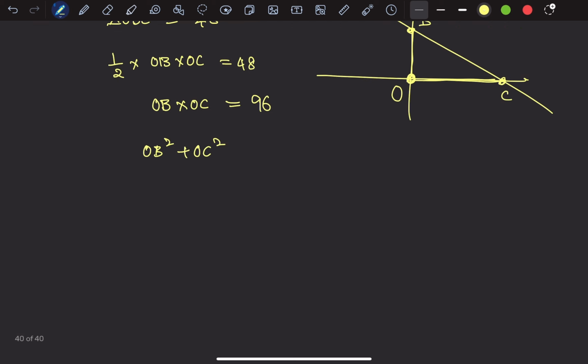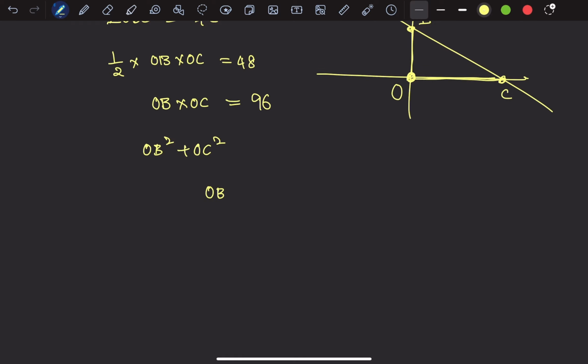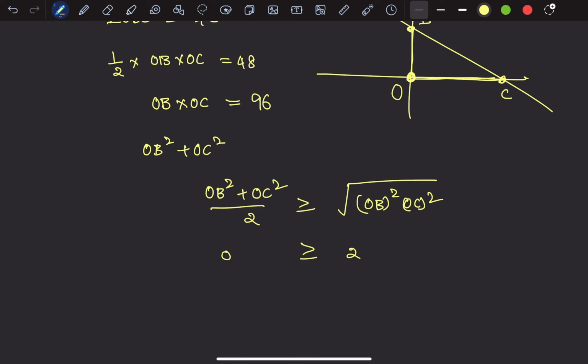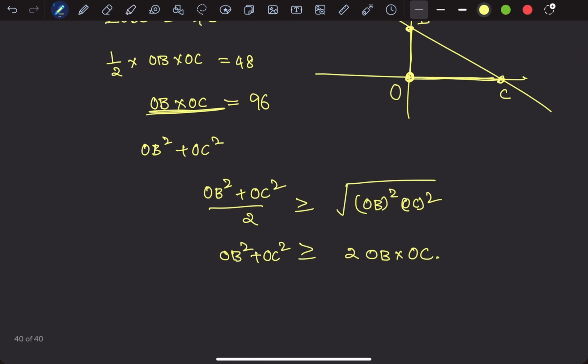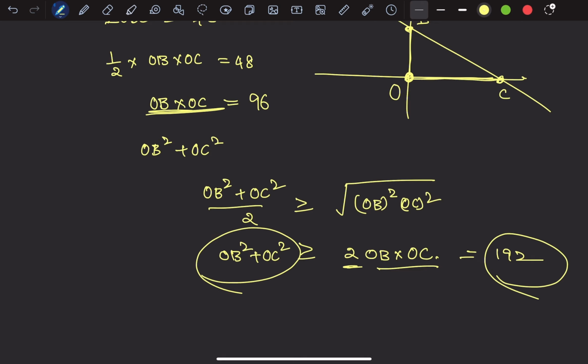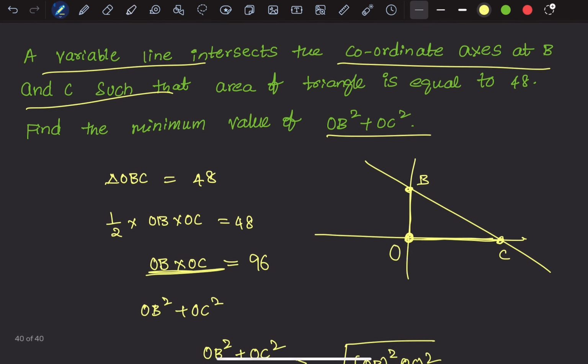So here we can apply AM greater than or equal to GM. So (OB square plus OC square) upon 2 is greater than or equal to square root of OB square OC square. So this is simply OB square plus OC square greater than or equal to 2 times OB multiplied by OC. OB multiplied by OC is 96. So 2 times 96 is 192. So the minimum value will be 192. Alright. So yeah, that's it.